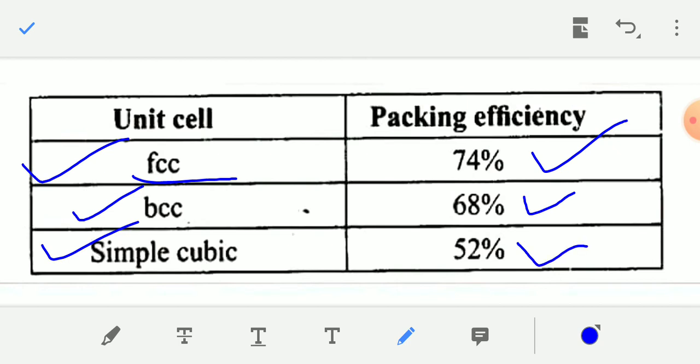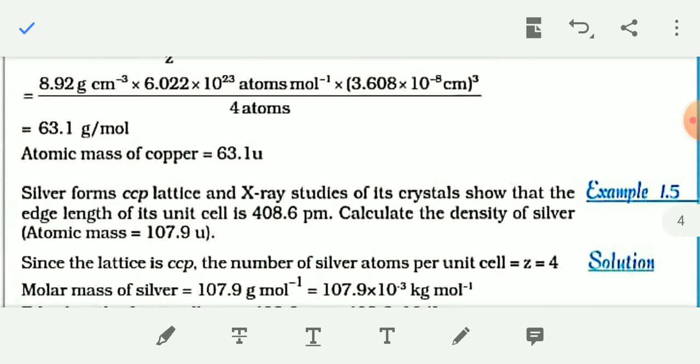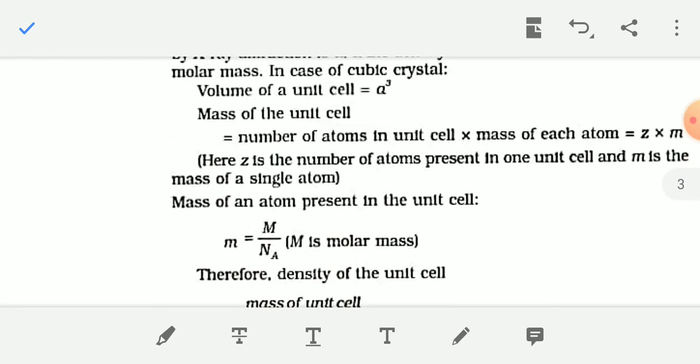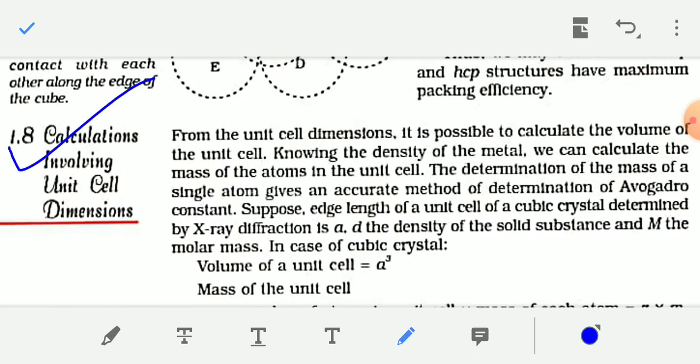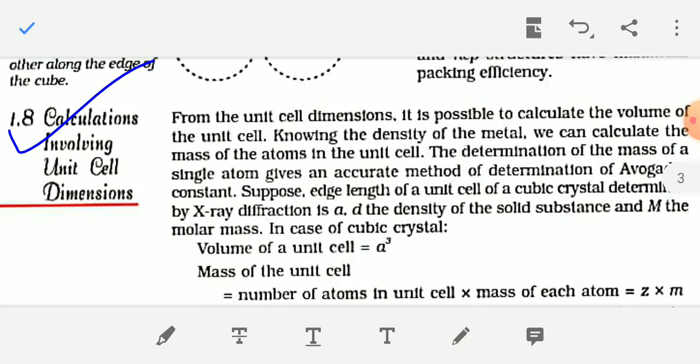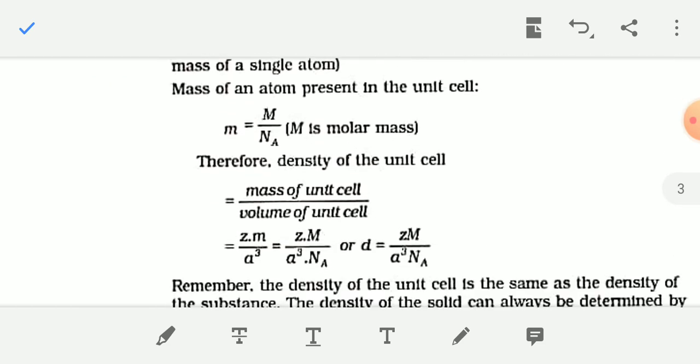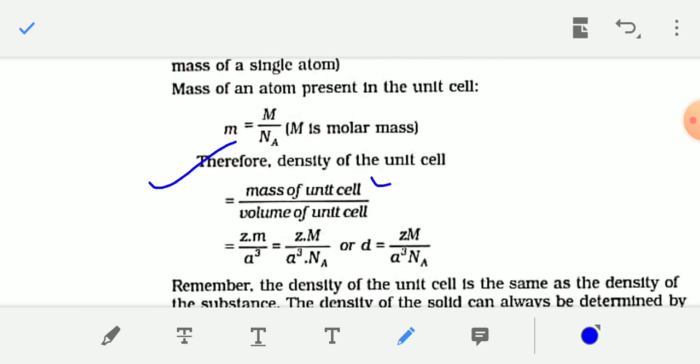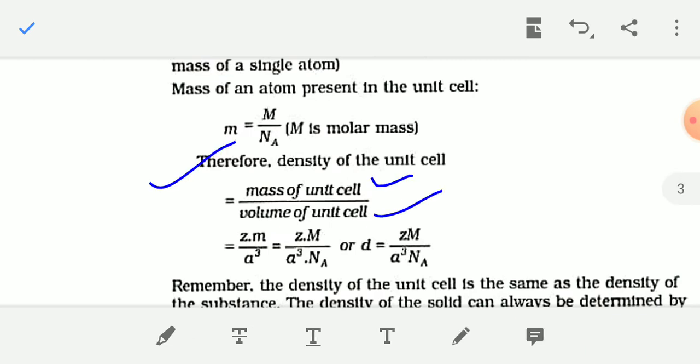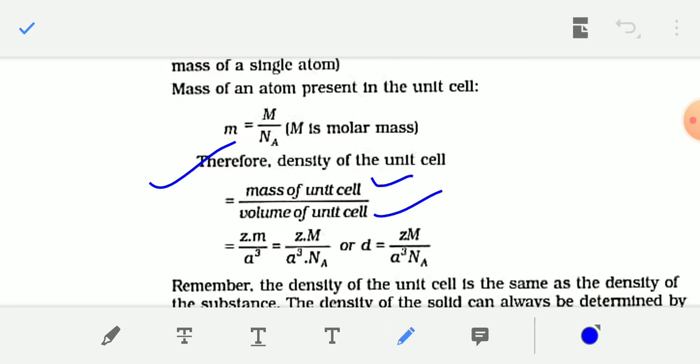Now the next topic is calculation of density in crystal system. Using a simple relation you can calculate the density of a unit cell. Density means mass per unit volume, so the density of a unit cell is the mass of the unit cell divided by the volume of the unit cell. If z particles are present per unit cell, and the mass of each particle is m, then the mass of the unit cell is z into m.